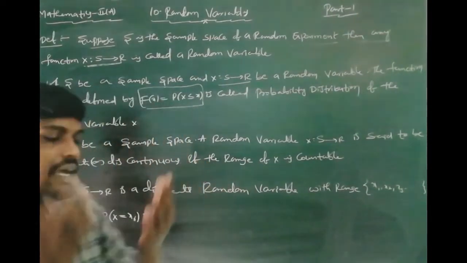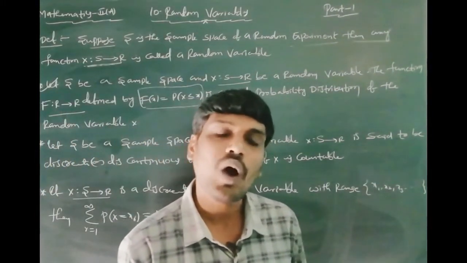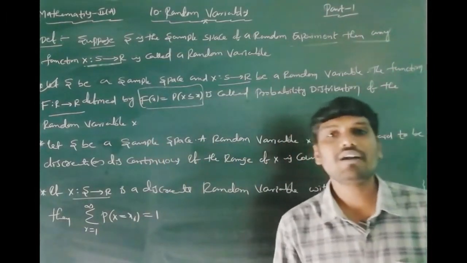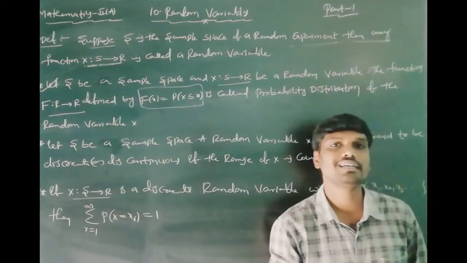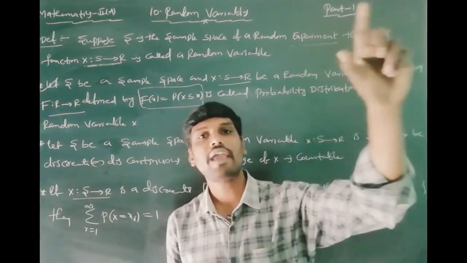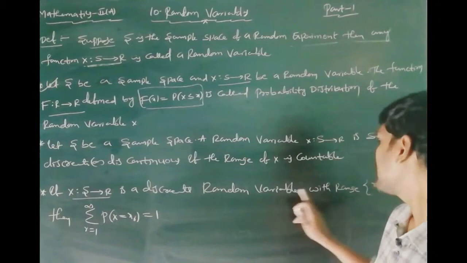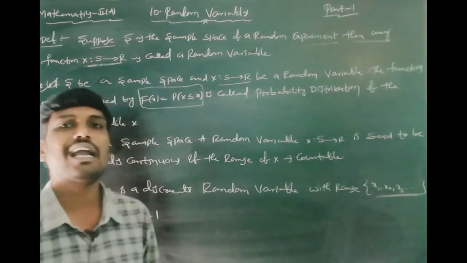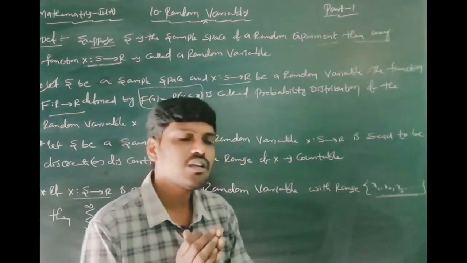Understood or not? After that, the next definition. X mapping from S to R is discrete. What is the meaning of discrete? Discrete means the range of X is a finite set or the range of X is countable. That is called a discrete or discontinuous random variable with range x1, x2, x3, and so on up to xn. Suppose you take xn, that is also countable, not equal to infinity.